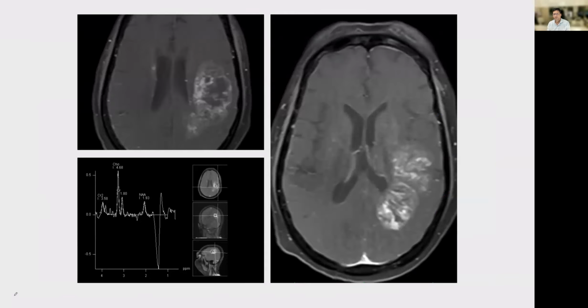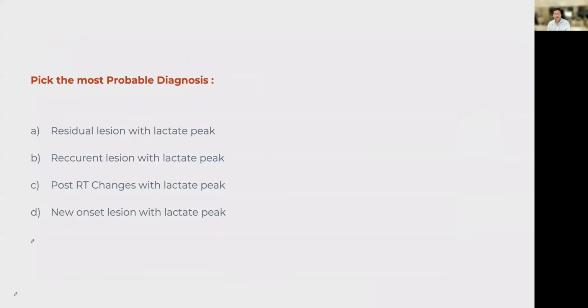I agree for the choline. Beyond choline, what else is elevated here? So what is the most problem? Residual lesion with lactate peak, recurrent lesion with lactate peak, post-RT changes with lactate peak, new onset lesion with the lactate peak.